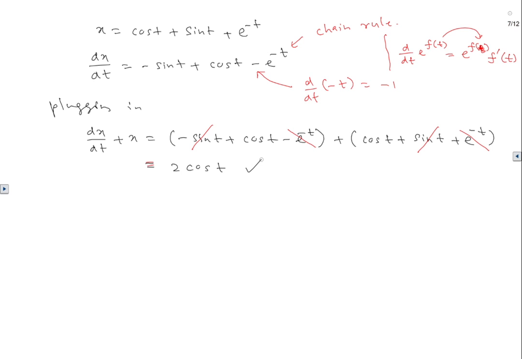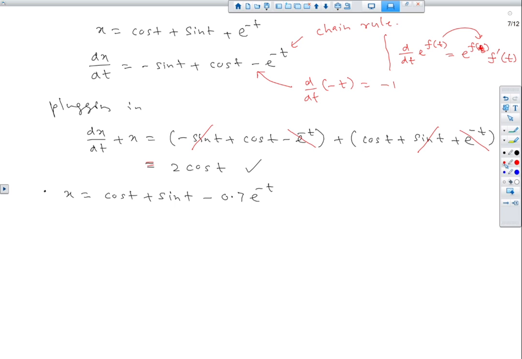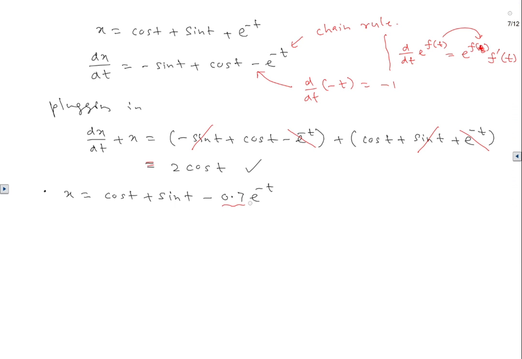So that means that's also a solution. Can you give another example? For example, x equal cosine t plus sine t. You know that part always works, and you can just multiply the exponential by any number. So for example, negative 0.7 e to the negative t. That also should work. Why? That 0.7 is going to repeat, so the terms still get cancelled. So it also works.